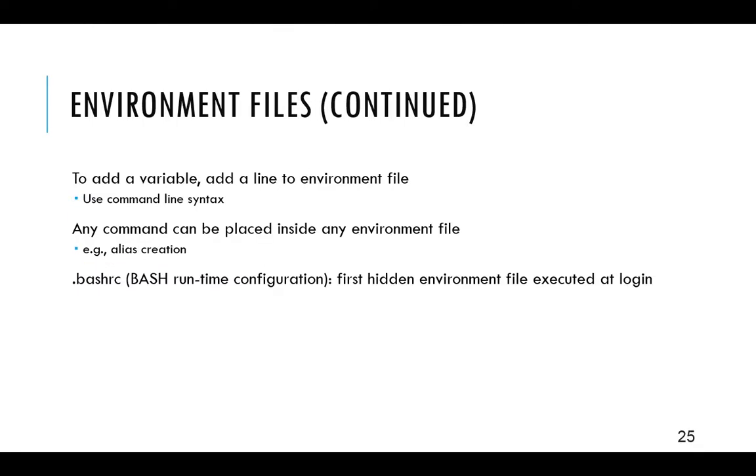To add a variable, you want to add a line to the environment file, and you're going to use command syntax. Any command placed inside of the environment file can have an alias creation. So when you're doing your environment to run specific things, that's where I put in my alias. Do it on the main computer, so if you're taking it to different locations, it doesn't matter. All right? And the .bashrc is the runtime configuration. It's going to be the first hidden environment file executed at log on.